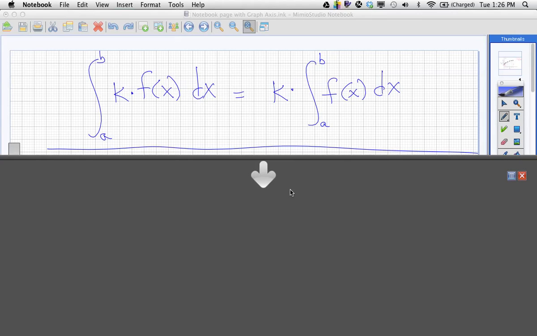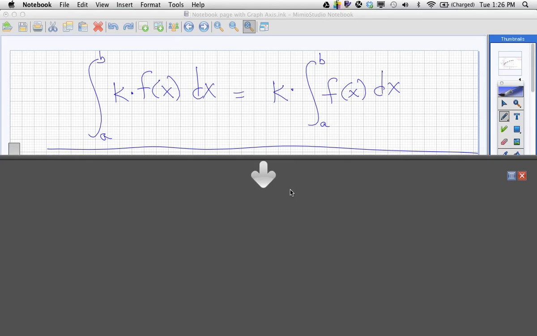So this says if you have a constant sitting in front of a function. Now, what have we learned in derivatives? If you have a constant sitting in front, how does that affect the derivative? It just sits out there, and then you do the derivative. Well, the same thing's true here. If you have a constant in front of a function, you can just pull that constant out in front of the integral, and then you can do your area, and then tack on that constant.